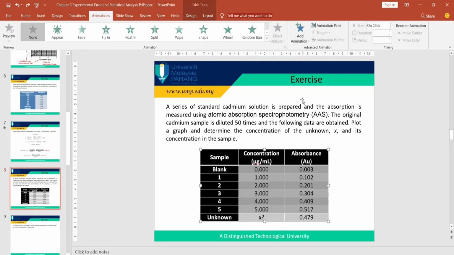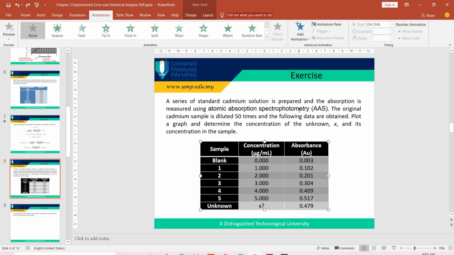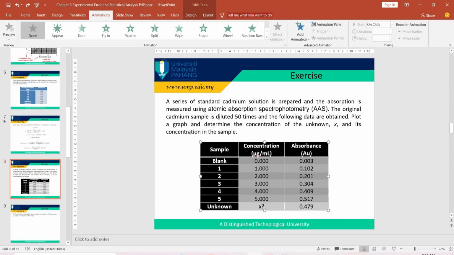Alright, for the next exercise, you are given a series of standard cadmium solutions prepared using this range of concentration, and the absorption is measured using atomic absorption spectrophotometry, AAS, one of the instruments that we have to detect the sample. The original cadmium sample is diluted 50 times and the following data are obtained.